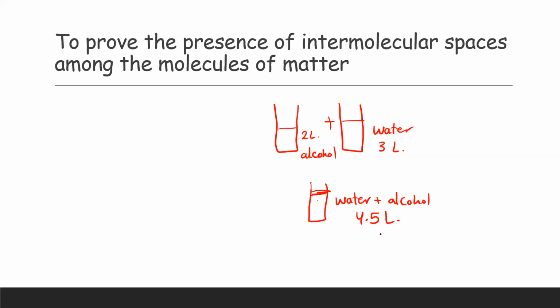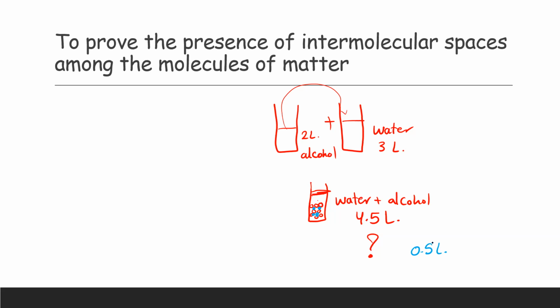Where has this 0.5, this half liter, gone? Where did it go? Yes, the alcohol enters the intermolecular spaces between the water. This is the water. These are the particles of the water. The alcohol just combines into the intermolecular spaces between the water. That's why they escaped. This 0.5 liter entered already into the intermolecular spaces of water. That's why they are not found anymore. That's why their volumes together decrease.